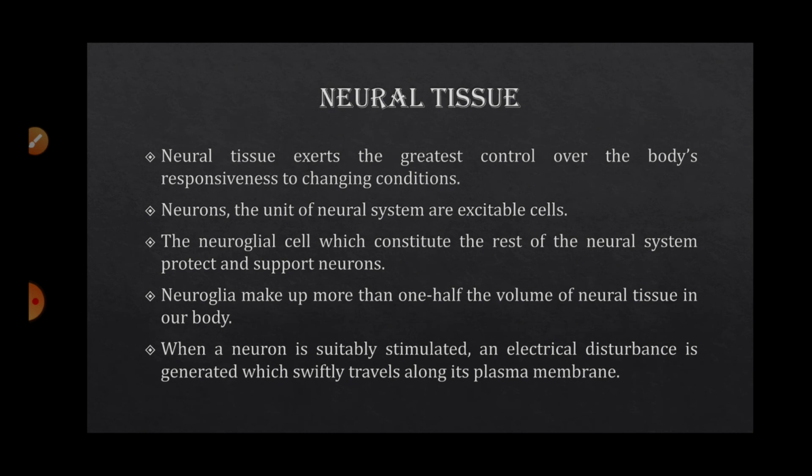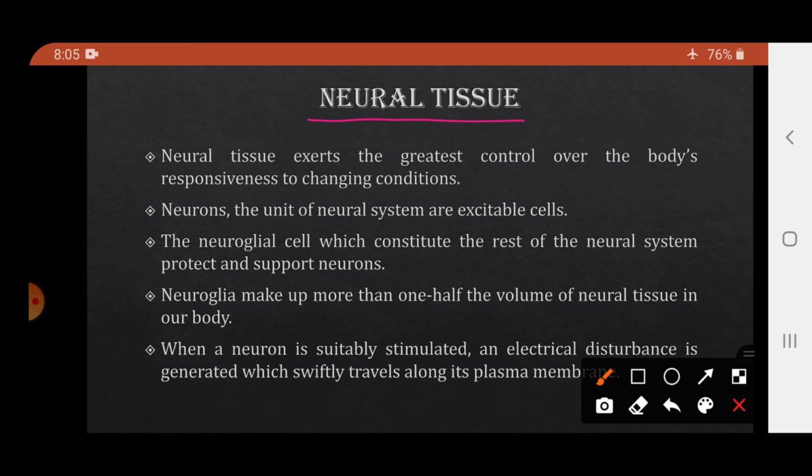So that was regarding the neural tissue. Now let us begin with the last type of the tissue. अभी हमने जो स्टडी किया वो मस्कुलर टिश्यू था, राइट? So now we will begin with the last type of the tissue, that is neural tissue, or also called nervous tissue. Neural tissue बोलो या nervous tissue बोलो.